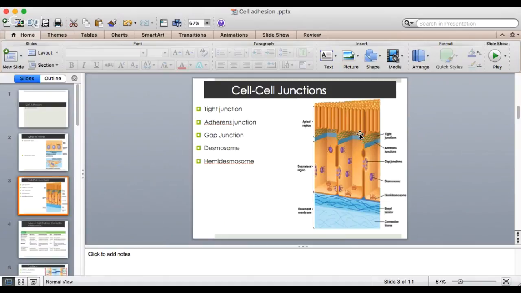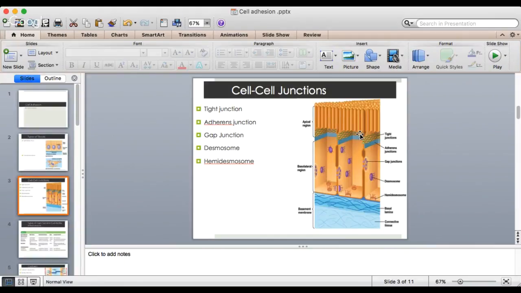So I'm going to start off with tight junction. Tight junction here can be seen in the apical region of the cell. It acts as a watertight seal between two adjacent cells, and it acts as a barrier to keep any fluids or ions or molecules from getting through the cell so it can actually protect it.